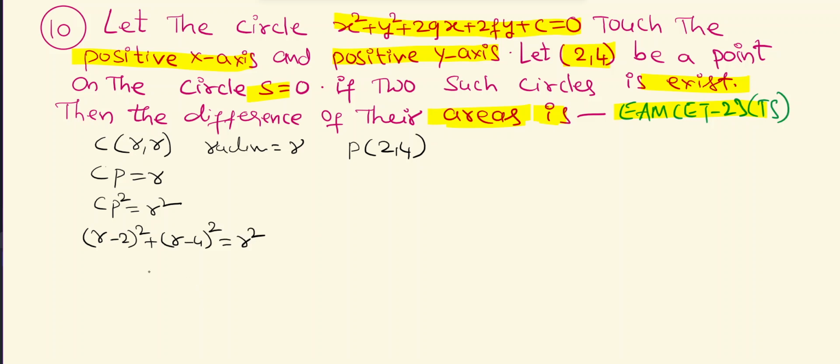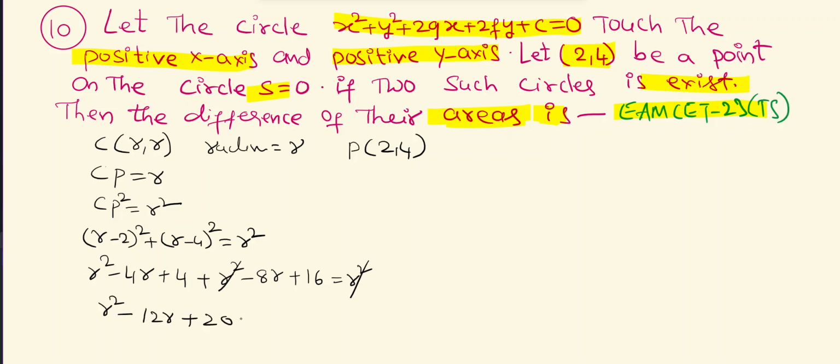Now expanding this, (r minus 2) whole square is r square minus 4r plus 4, plus (r minus 4) whole square, r square minus 8r plus 16, equal to r square. On both sides r square cancels. This gives r square minus 4r minus 8r, minus 12r, plus 16 plus 4 is equal to 20. This is a quadratic equation in r. For the factors of 20, 10 into 2 is 20, 10 plus 2 is 12. This is written as r square minus 10r minus 2r plus 20 is equal to 0.